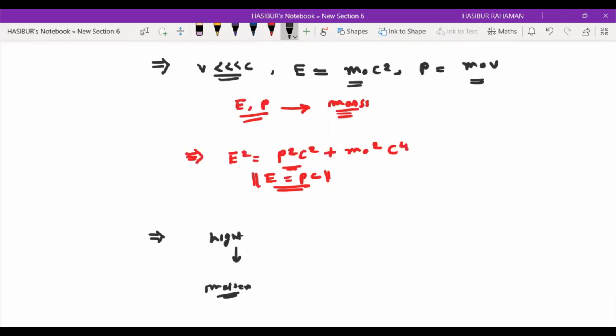So initially, if it has some energy h nu, then after this interaction it will have some energy h nu prime that is lower than h nu in general. So this is the confirmation that this light photon has some energy or momentum, and it can exchange this energy and momentum with matter.